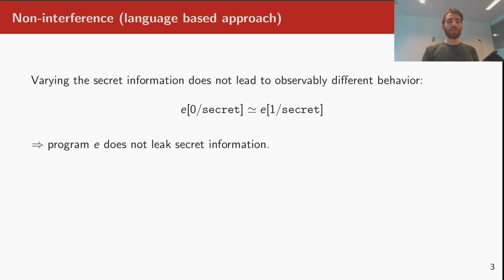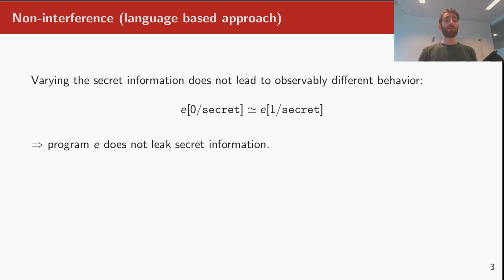So, let us talk a little bit about what we mean by non-interference, since it is a notion that we heavily rely on. Non-interference formalizes the notion of security for a computer program. We start with some program E that operates on some sensitive data. Let us suppose that the data is stored in the variable secret.